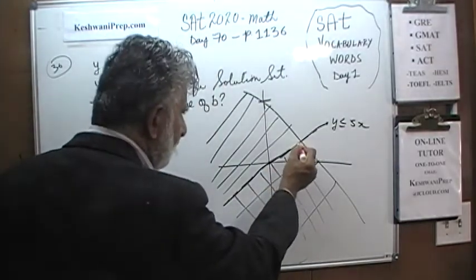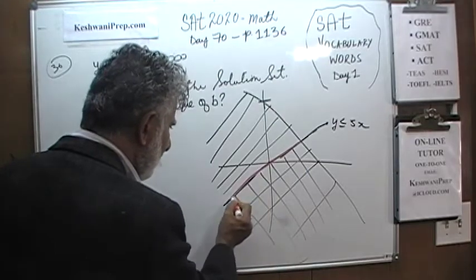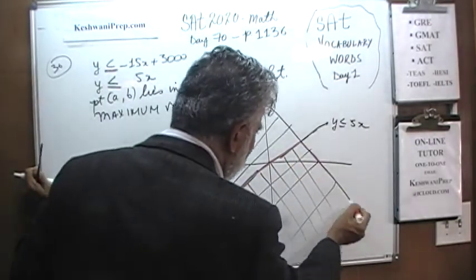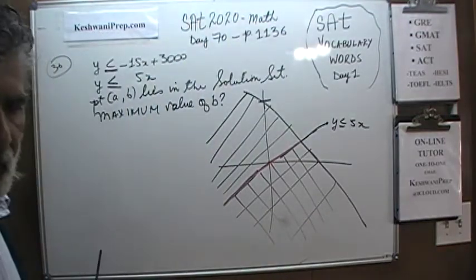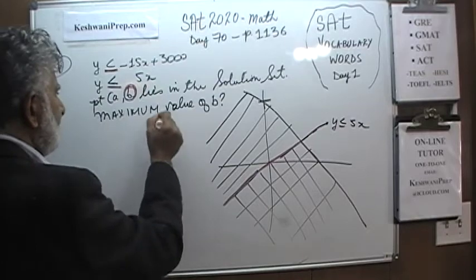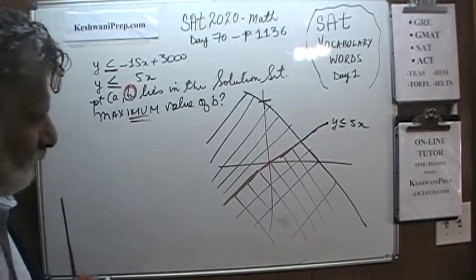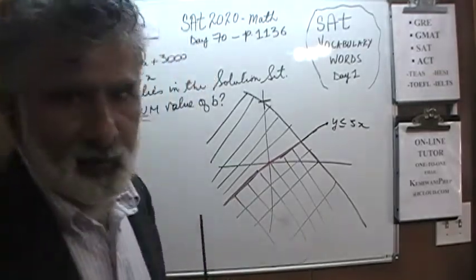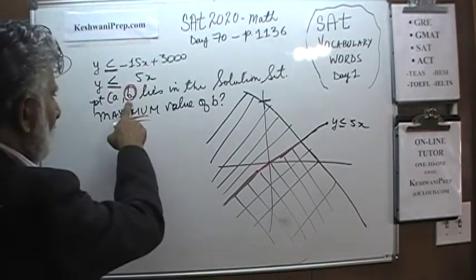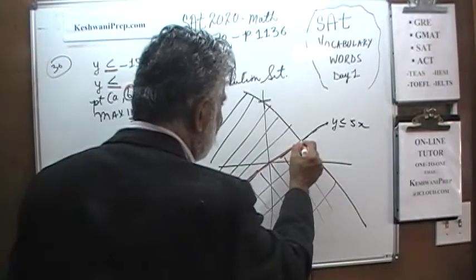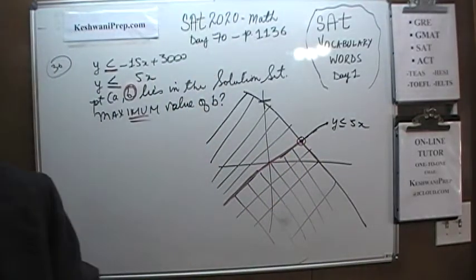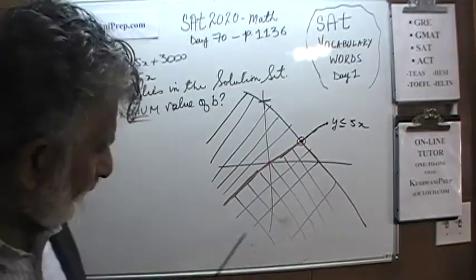And the solution set includes this solid line and this solid line. Of all the points that fall within the solution set, we're looking for the point where the y coordinate takes the maximum possible value. If you look at all the points, the point where you can have the highest value of the y coordinate is right here, where the two inequalities intersect. And that's all it is.